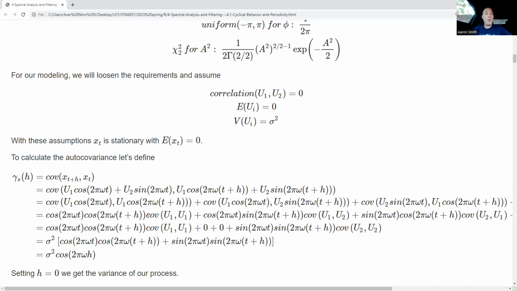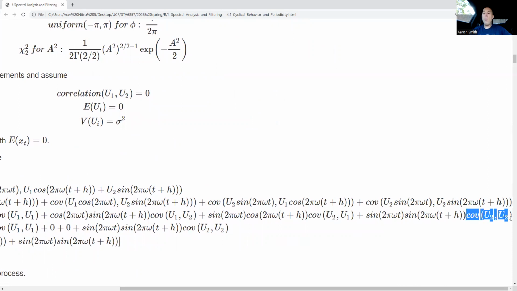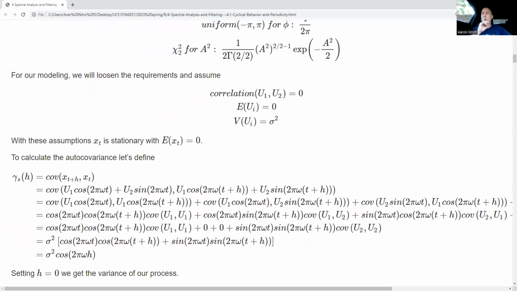And so I'm going to end up getting the covariance of U1 with itself, the covariance of U1 with U2, the covariance of U2 with U1, and then the covariance of U2 with U2. Now I remember, didn't we assume that we had 0 covariance between U1 and U2? Yeah, we did. We made that assumption. So I know those middle two covariances are equal to 0. Furthermore, we said that the variance of U1 and the variance of U2 is equal to sigma squared, so I can replace both of those. I get 0 and 0 from 0 correlation, and these are replaced by sigma squared. Now a lot of things have simplified.